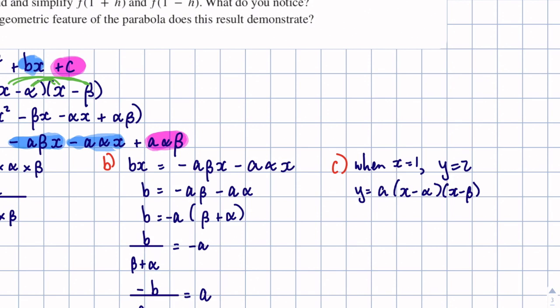Are they intending for me to sub it in both of them? No, probably not. So I've got 2 equals A times 1 take alpha, 1 take beta. All I'm going to do is rearrange, divide both sides, so I'm going to get 2 over 1 take alpha, 1 take beta, and that's going to give me A.